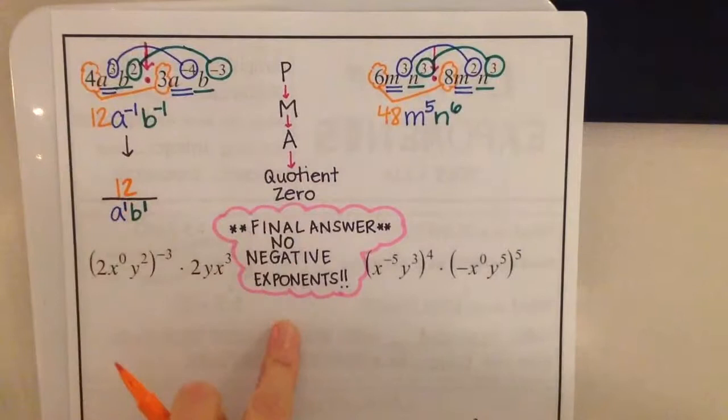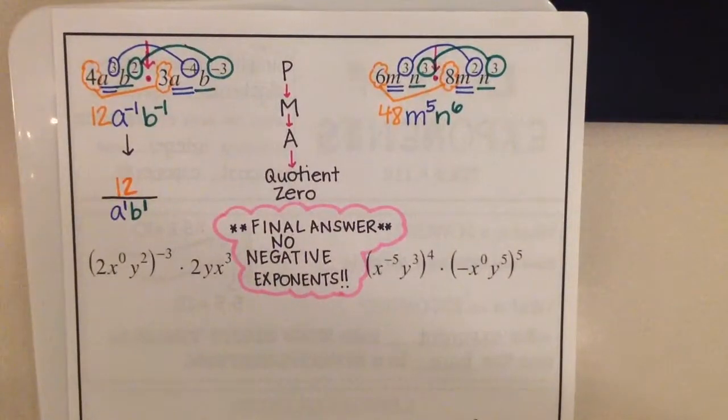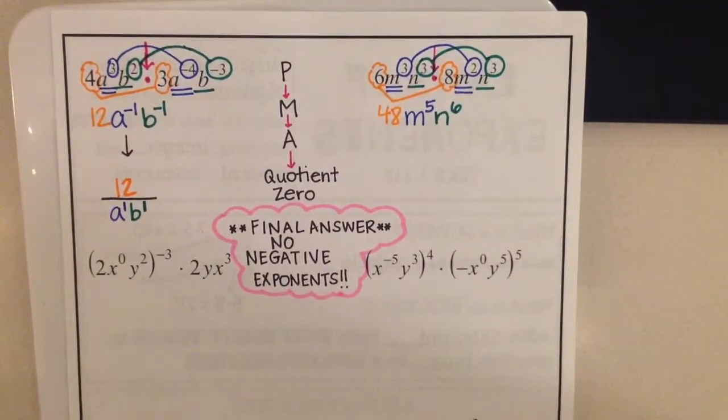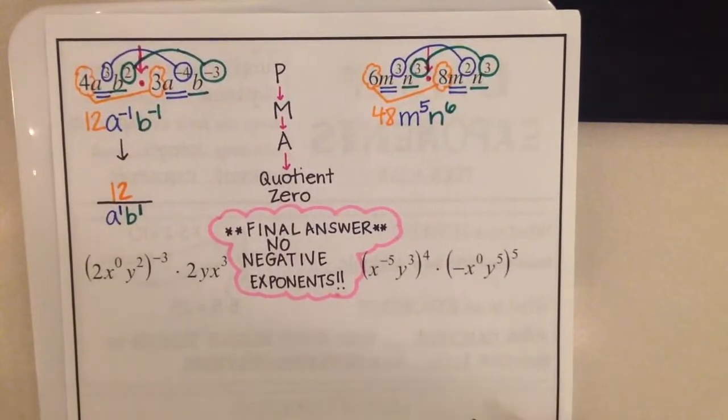Okay, we're going to check the rest of our rules to see if we need to clean up anything before we get our final answer. Again, I don't see a fraction bar, so no quotient rule will be used. I do not have a 0 exponent, so I don't have to worry about that rule either. And none of my exponents are negative, so this would be my final answer that I would either write down or look for in a multiple choice quiz or test.